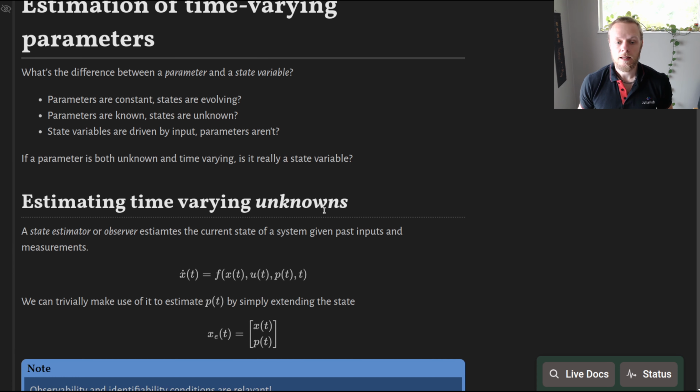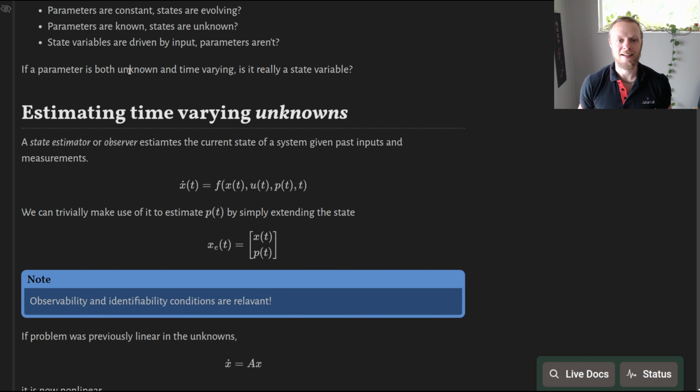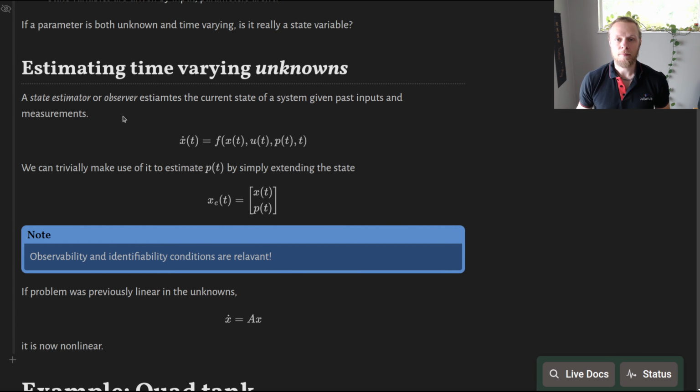No matter our philosophical stance on this question, we can make use of state estimators to estimate anything that is varying with time. So I say here: time varying unknowns. A state estimator, sometimes also called an observer, estimates the current state of a system when it has access to past inputs and also past observations, so outputs.